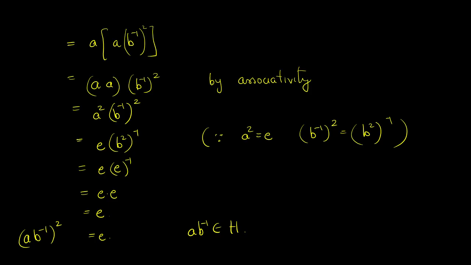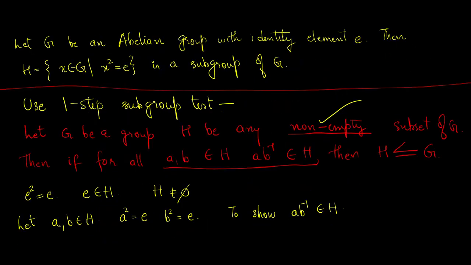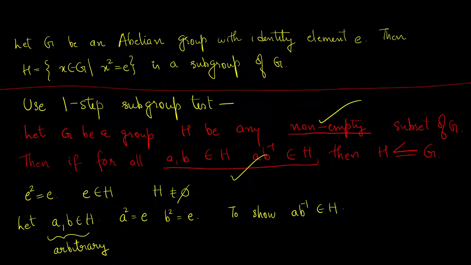Because the condition for an element to be in H is that its square must be identity. Here (A B inverse) whole squared is equal to identity, so A B inverse must be in H. These A and B were taken as arbitrary elements. So for any A and B in H, A B inverse is in H. So the second condition is satisfied. Hence, by the one-step subgroup test, H is a subgroup of G.